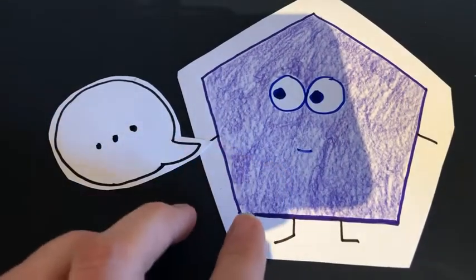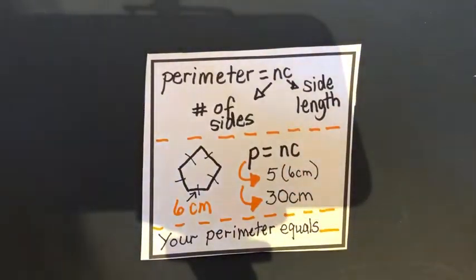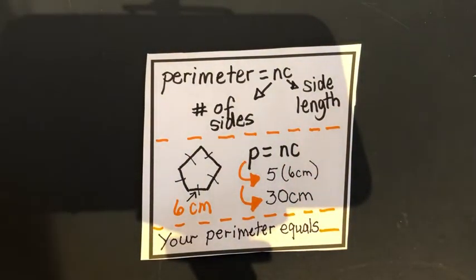And Perry said, "What do you mean?" And he said, "A perimeter, what you do is you take your number of sides times the side length, and that's your perimeter. That's your length."